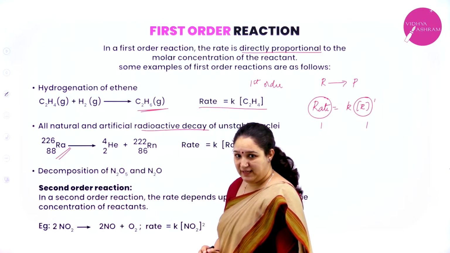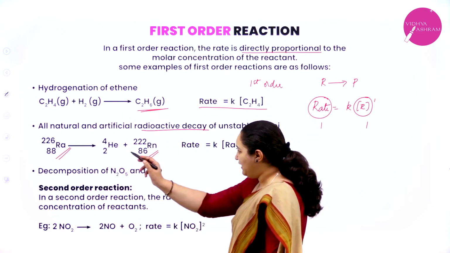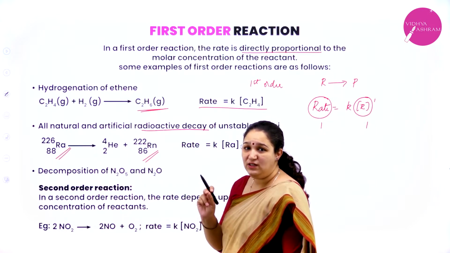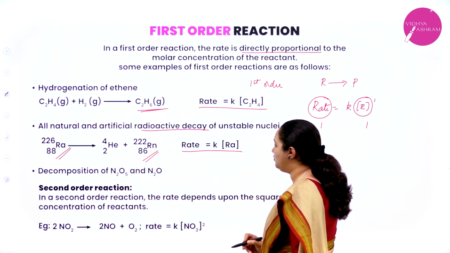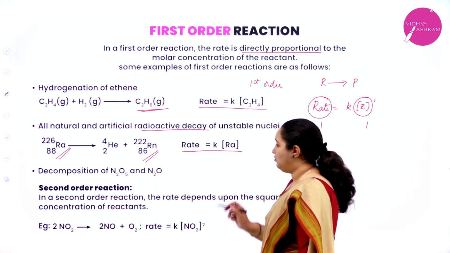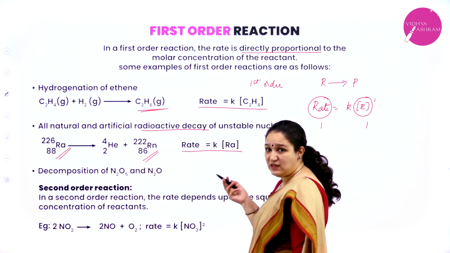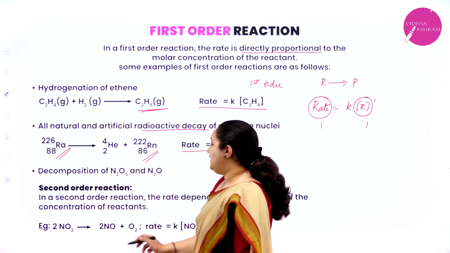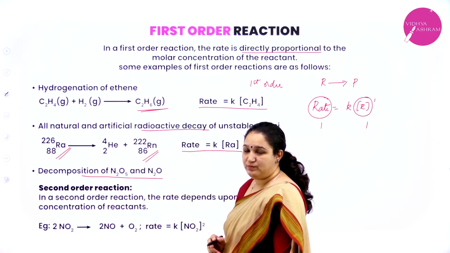Radioactive decay, if it takes place, we will get radon. And this reaction is a first order reaction. So rate is equal to K into the molar concentration of radium. If nothing is written, it is understood to be to the power 1. Another example is the decomposition of N2O5 and N2O.